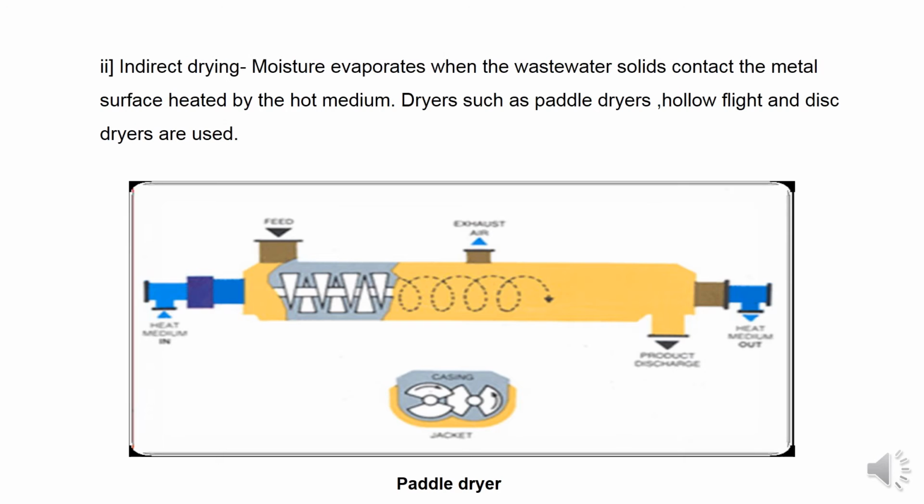Now we are going to discuss the horizontal indirect dryer. A horizontal indirect dryer dries municipal wastewater sludge, and includes the paddle dryer, hollow flight dryer, and disc dryer. The figure shows a schematic diagram of a horizontal indirect dryer. The dryer consists of a horizontal jacketed vessel with one or two rotating shafts fitted with paddles, flights, or discs which agitate and transport the sludge through the dryer.